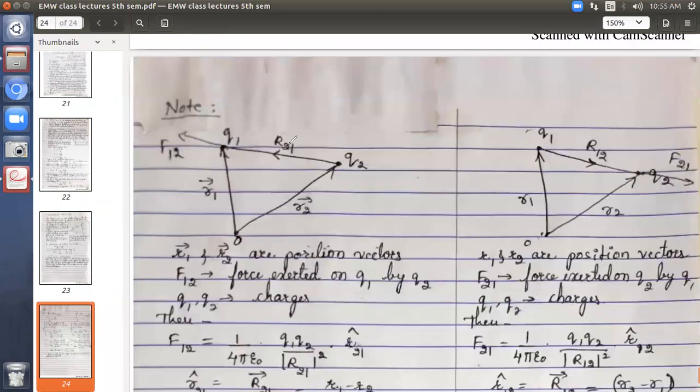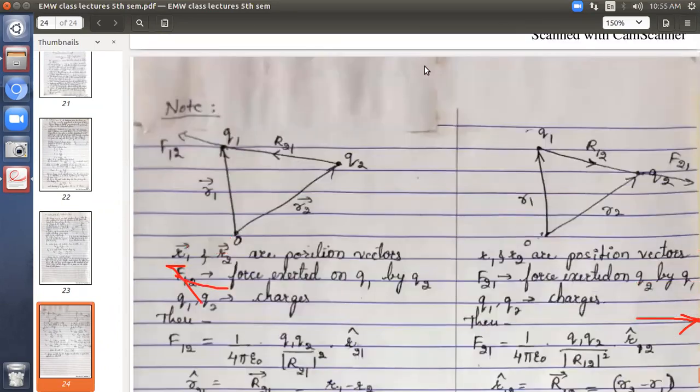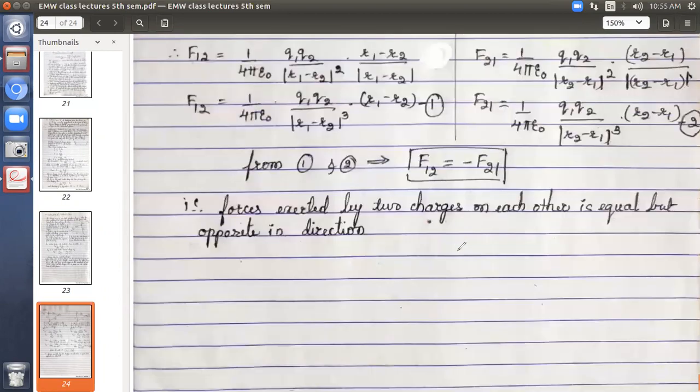If you observe here, this is directed towards the left side. This is directed towards the right side. So these two directions are completely opposite. It doesn't mean that magnitudes are not the same. Both the magnitudes of the forces are equal, only they are opposite in direction. The negative sign indicates the direction.